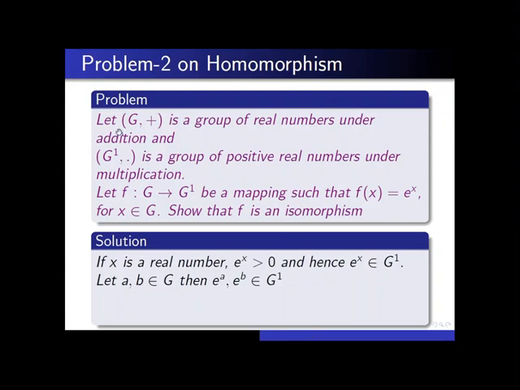See, the problem is: let G, plus, be a group of real numbers under addition. So here G is a non-empty set with a binary operation, a group of real numbers under addition. Next, G dash, comma, dot is a group of positive real numbers under multiplication. So G dash contains only positive real numbers and the binary operation is multiplication.